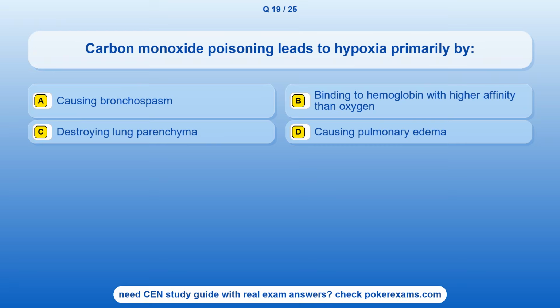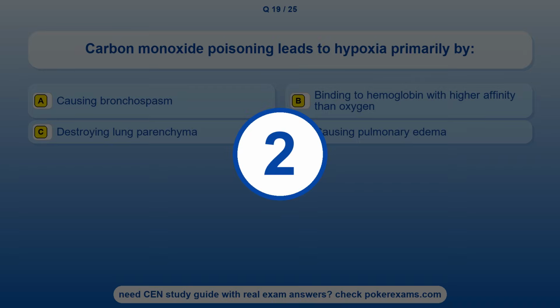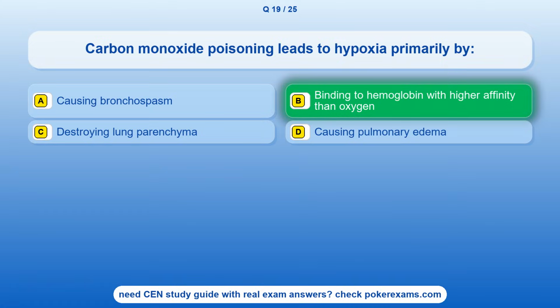Question 19. Carbon monoxide poisoning leads to hypoxia primarily by option A, causing bronchospasm. Option B, binding to hemoglobin with higher affinity than oxygen. Option C, destroying lung parenchyma. Option D, causing pulmonary edema. The correct answer is option B, binding to hemoglobin with higher affinity than oxygen.